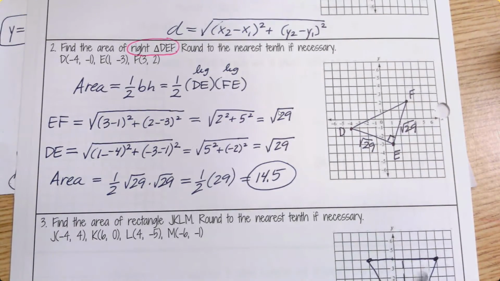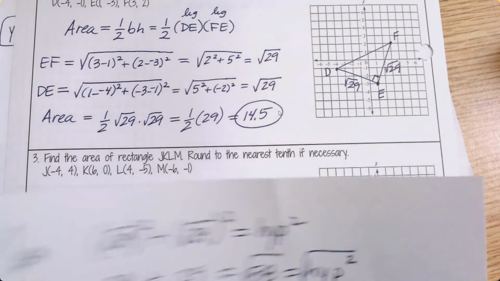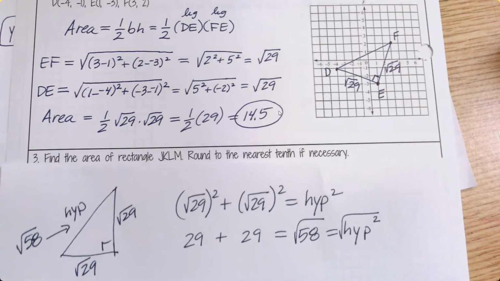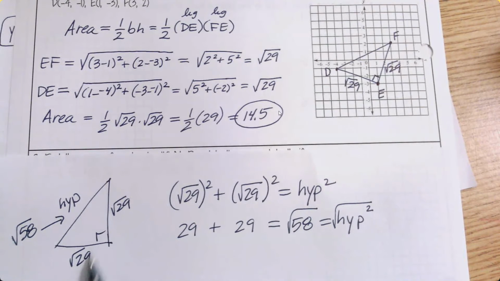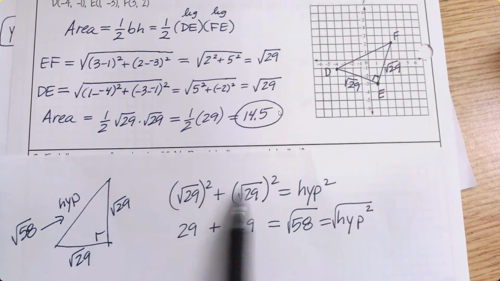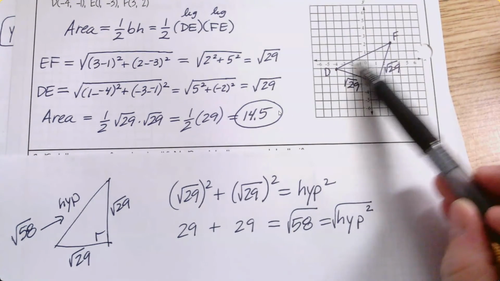Couple of different ways I could find DF. Okay, one is I know it's a right triangle, so if I wanted to, I could use the Pythagorean theorem. So right here, I could say, okay, it's a right triangle, and these legs are both square root of 29, so I'm going to do square root of 29 squared plus square root of 29 squared, and that's going to give me my hypotenuse squared. A squared plus B squared equals C squared, or leg squared plus leg squared equals hypotenuse squared. That's one way to find the length of DF.